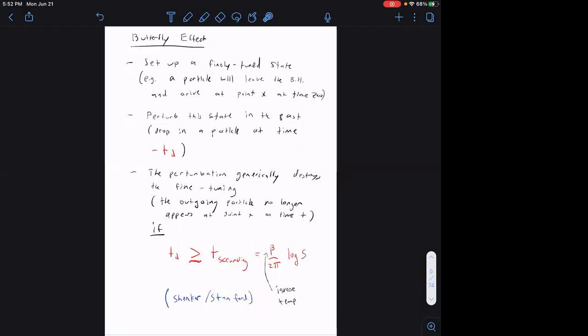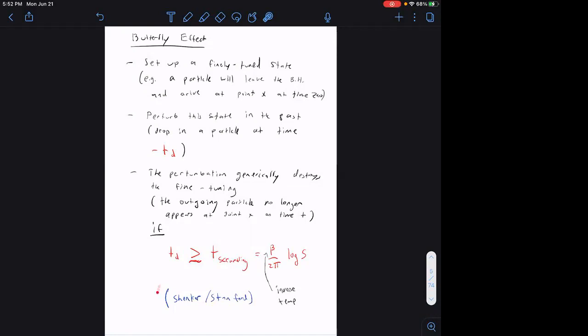The butterfly effect means that if you take that finely tuned state and you go back into the past and make a perturbation before that, if you go far enough back into the past, a generic perturbation will destroy that fine tuning. So the perturbation will spread throughout the system over time. And if you go back by time TD, where TD is bigger than what's called the scrambling time, this perturbation will destroy the fine tuning. So this fine tuning event with the particle appearing at point X at time 0 will no longer happen.